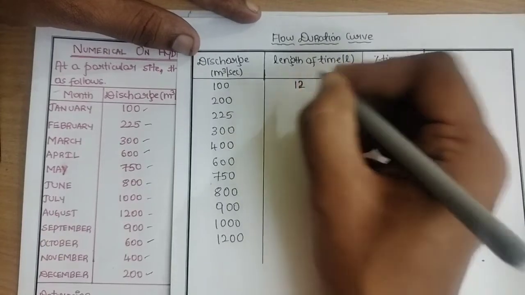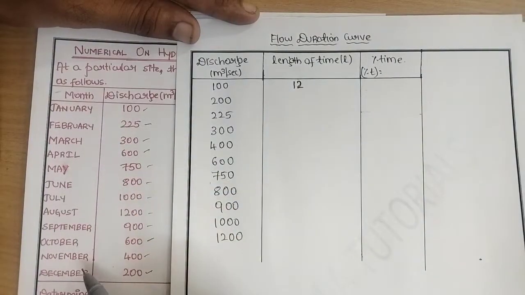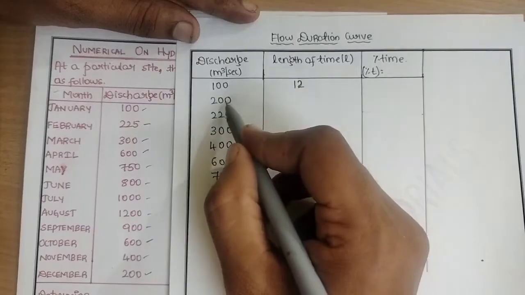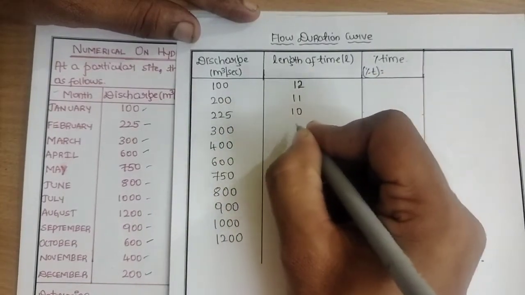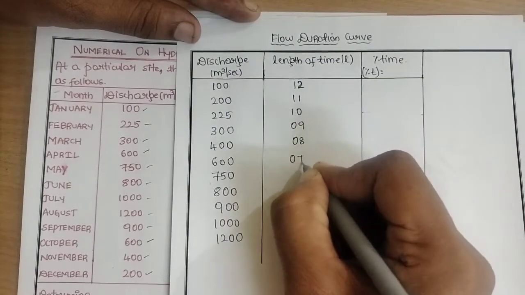The value here is nothing but the time period. What is the time period they have given? The 12 months. Let us go in terms of descending order. So for 100 it is 12, and for 200 it is 11, 225 it is 10, followed by 9, followed by 8, followed by 7.